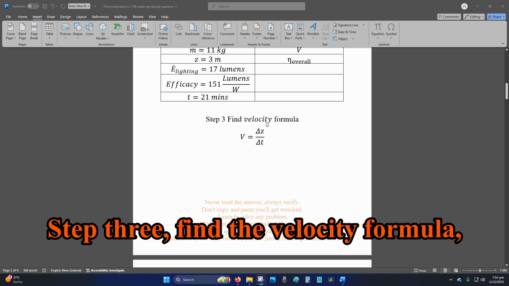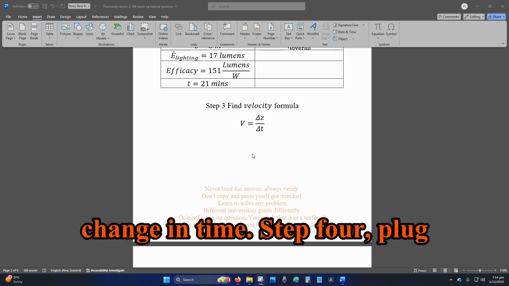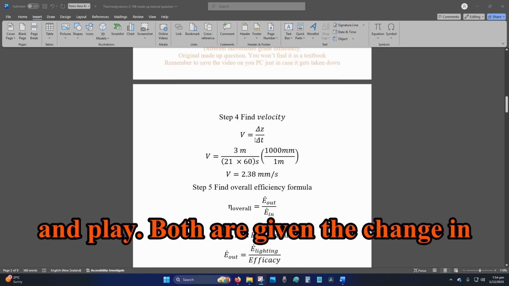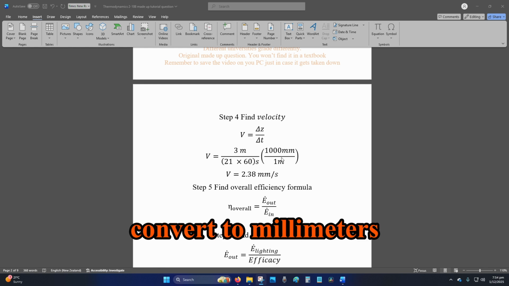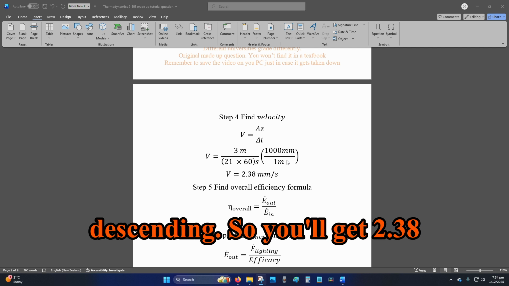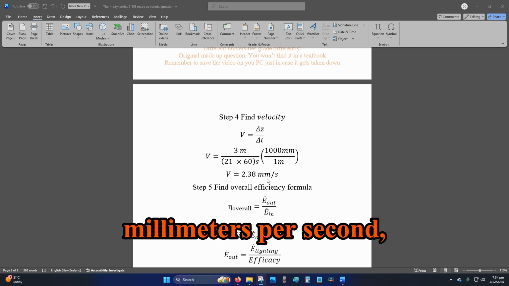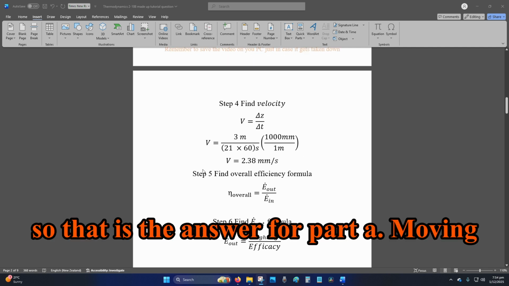Step 3, find the velocity formula. Change in distance over change in time. Step 4, plug and play. Both are given, the change in height and change in time. We want to convert it to millimeters per second because it's slowly descending. So you'll get 2.38 millimeters per second. So that is the answer for part A.